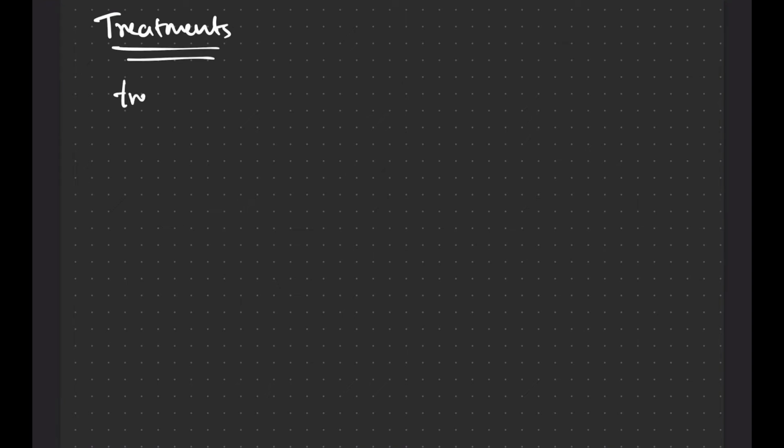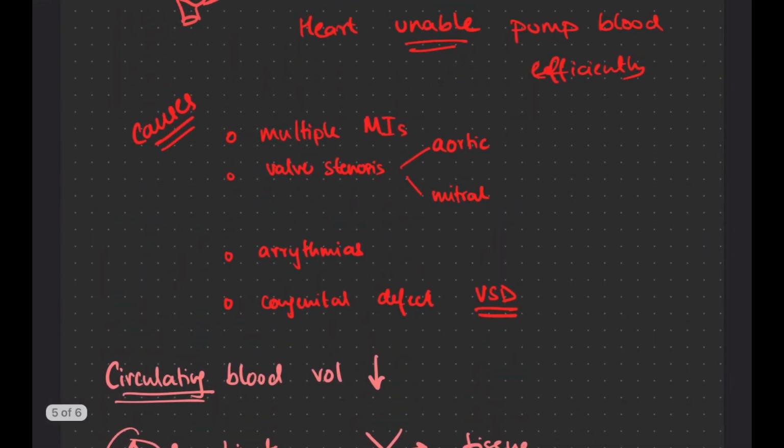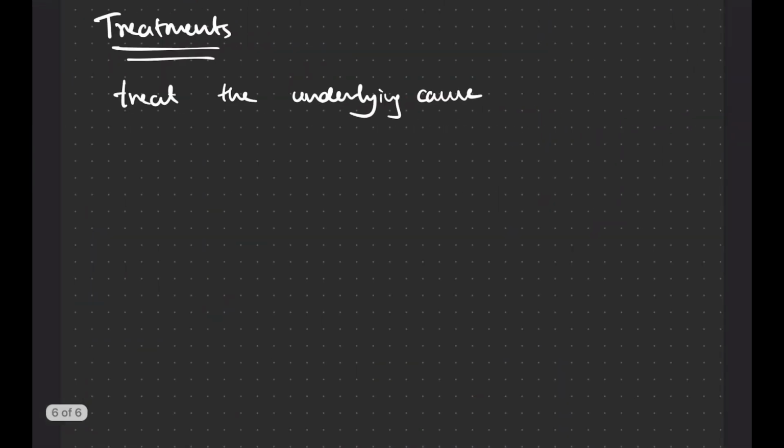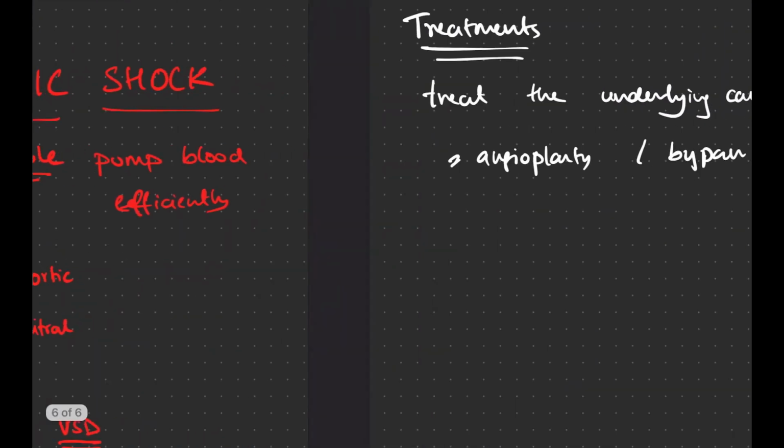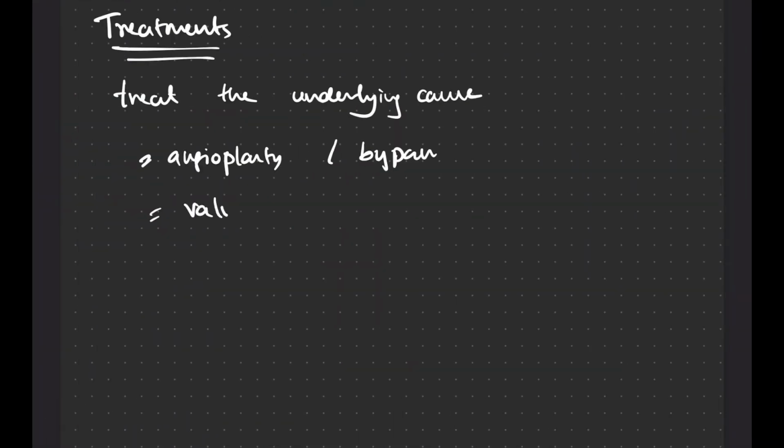Basically, treat the underlying cause. So suppose the underlying cause is myocardial infarction, then we'll treat that. How could we treat myocardial infarction? We could do an angioplasty or bypass, depending on what is the cause. Or suppose the cause is valve stenosis, we could have valve replacement surgery.